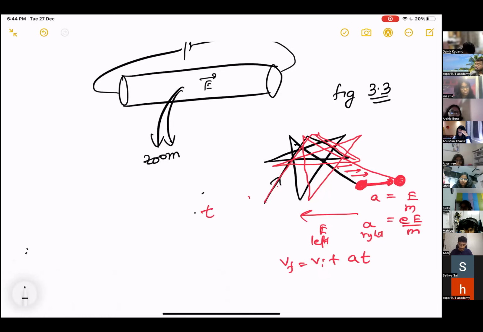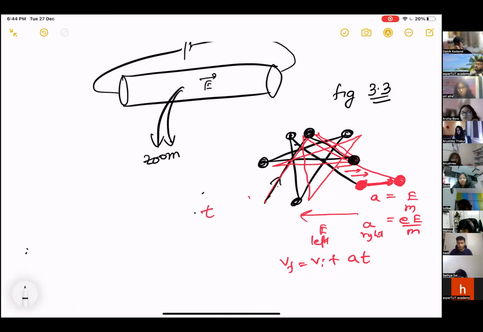So the electron collides here once, 2 times, 3 times, 4 times, 5 times, 6 times. In every collision, what is happening? It is losing its initial drift velocity. So therefore, what happens if you sum up these?